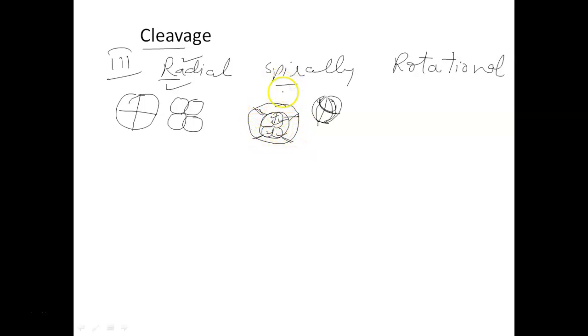This is spiral arrangement. What is rotational? Rotational is the important one because it actually happens in humans. The first division is meridional, vertical. The second division: out of the two cells which are formed, only one cell will divide first, which is equatorial. The second cell will then undergo meridional division.